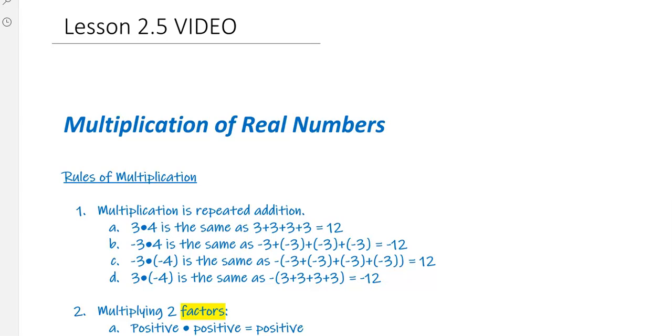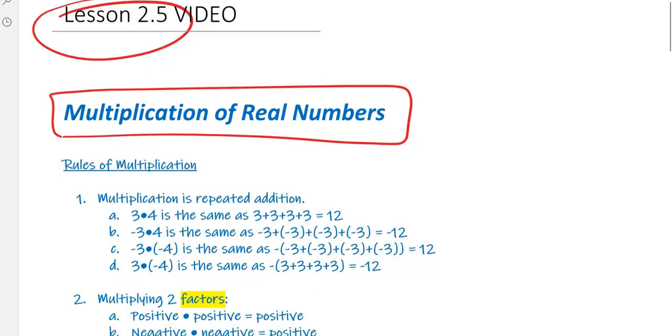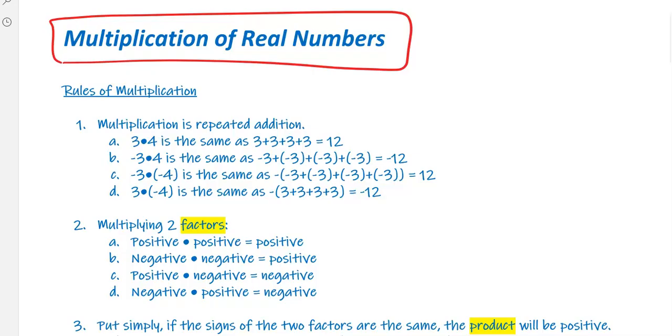Welcome back, math friends. Today we're looking at lesson 2.5, and lesson 2.5 covers multiplication of real numbers. We're going to be focusing mainly on multiplying positives and negatives so that you'll understand how to do that. Now, the rules for multiplication are like this.